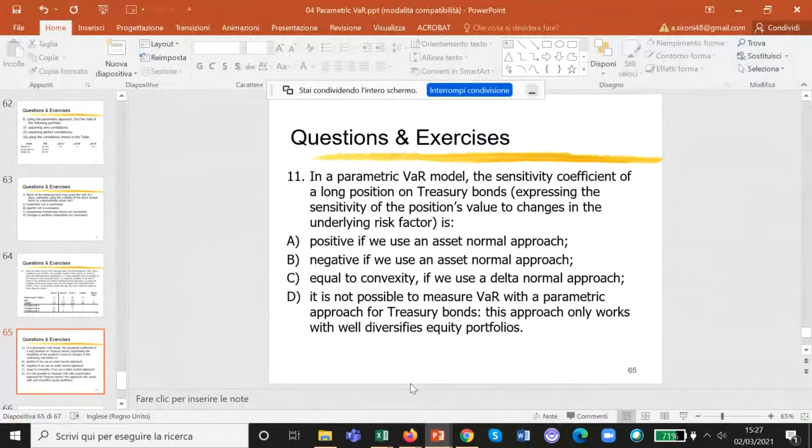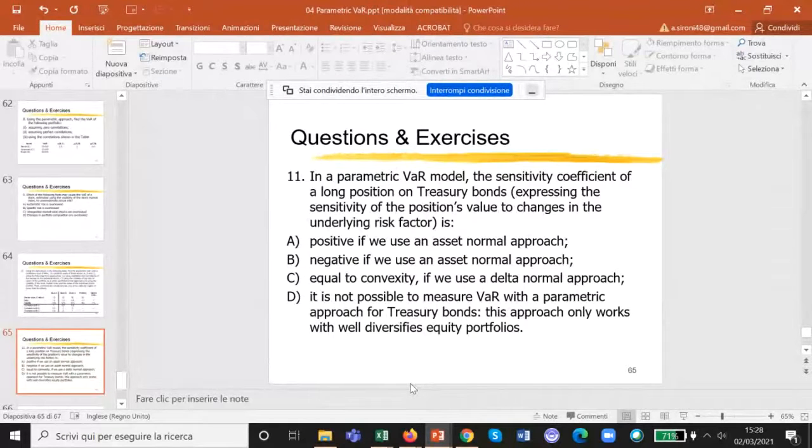Okay, this is quite a strange question. Now, the point is, if I use an asset normal approach, remember, my underlying risk factor is the price change, okay? If I use a delta normal approach, then the underlying risk factor is the change in the interest rate. Now, therefore, if I use an asset normal approach, my sensitivity is positive, because if the price goes up, I gain. If the price goes down, I lose. Very simple, okay? So the correct answer is A, okay?